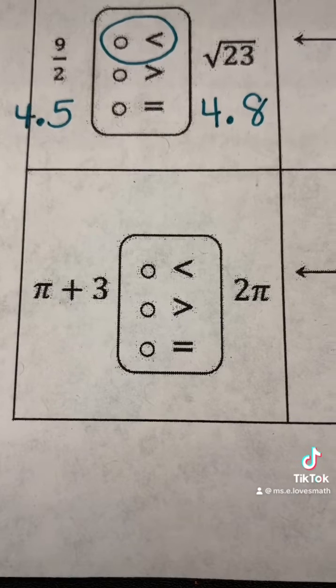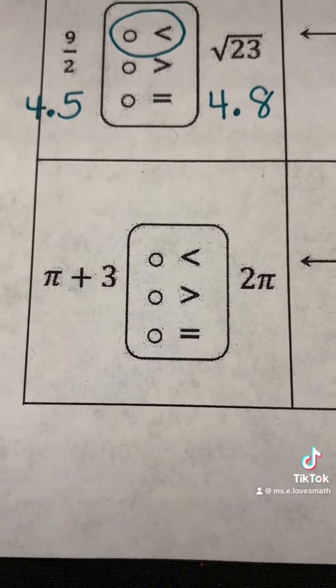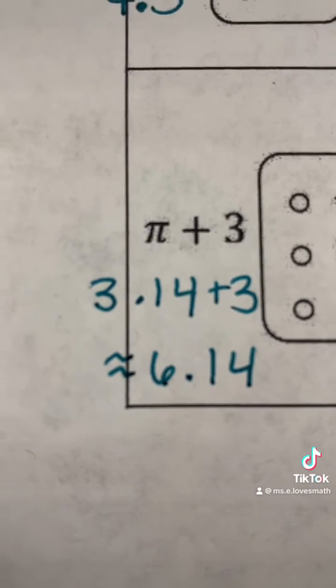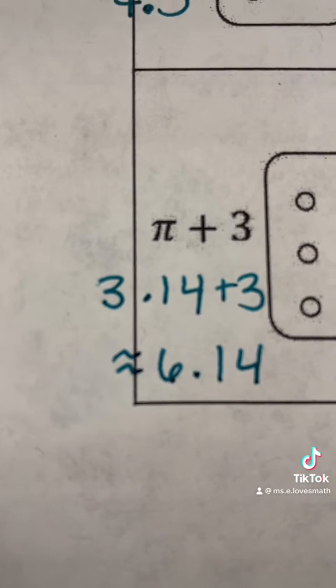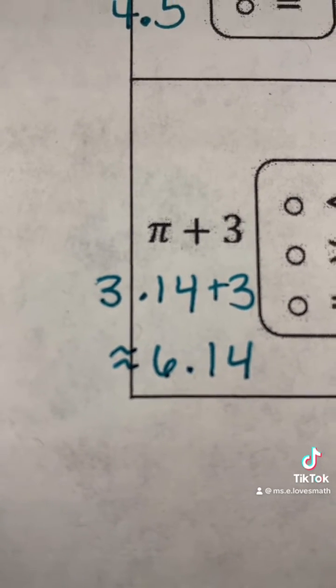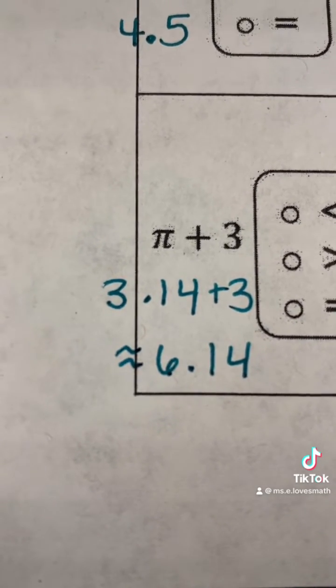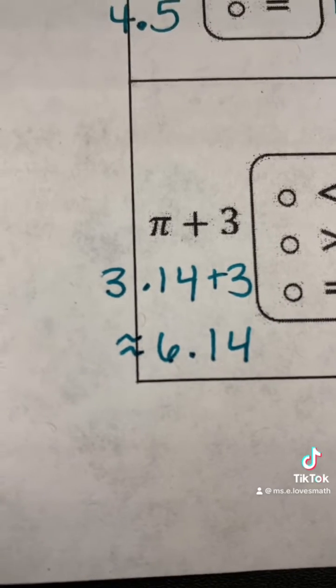This one is probably the trickiest one. We need to compare pi plus 3 and 2 pi. We're going to use the approximation 3.14 for pi. Then we will add 3. So approximately, this is going to be close to 6.14.